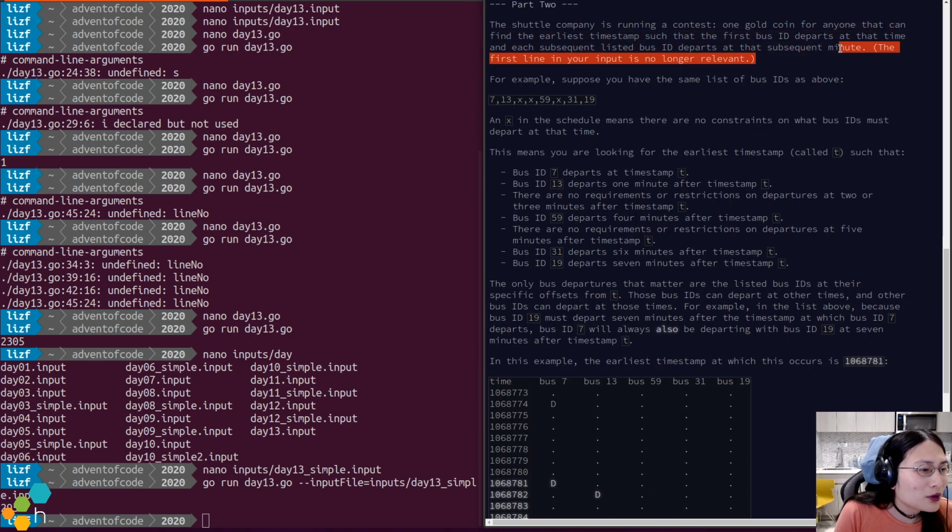One gold coin for anyone who can find the earliest timestamp such that the first bus ID departs at this time, and each subsequent listed bus ID departs at that subsequent minute.